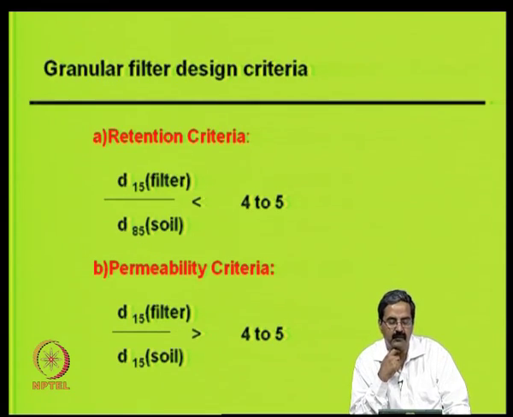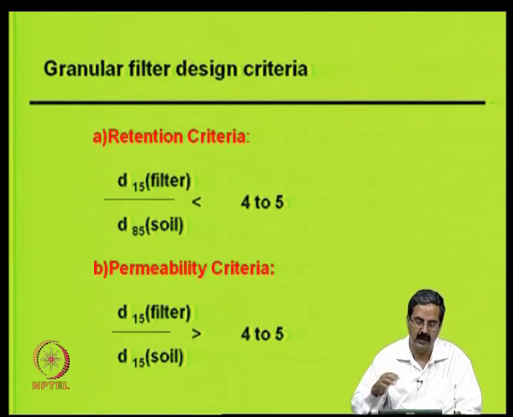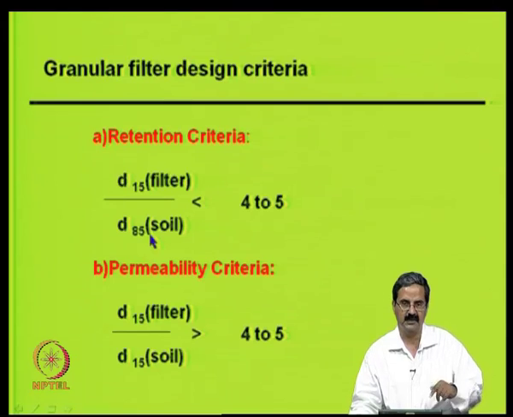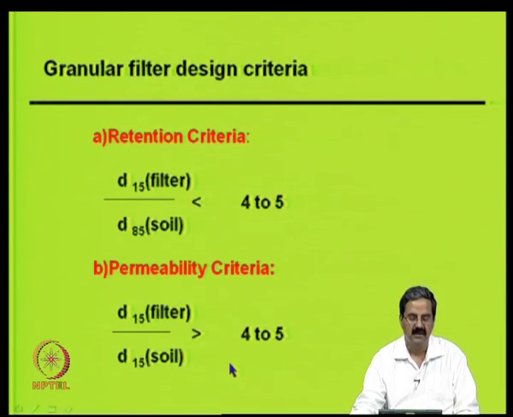What we do is that if you want to retain the soil, say for example, you do not allow the soil to go out, from the grain size distributions, you take D15 of the filter and D85 of the soil, both of them you have, and then if you find the ratio D15 by D85 to be less than 4 to 5, soil is retained. That is the criteria given by Terzaghi. Then permeability criteria, D15 of the filter should be much higher than the D15 of the soil, at least 4 to 5 times.